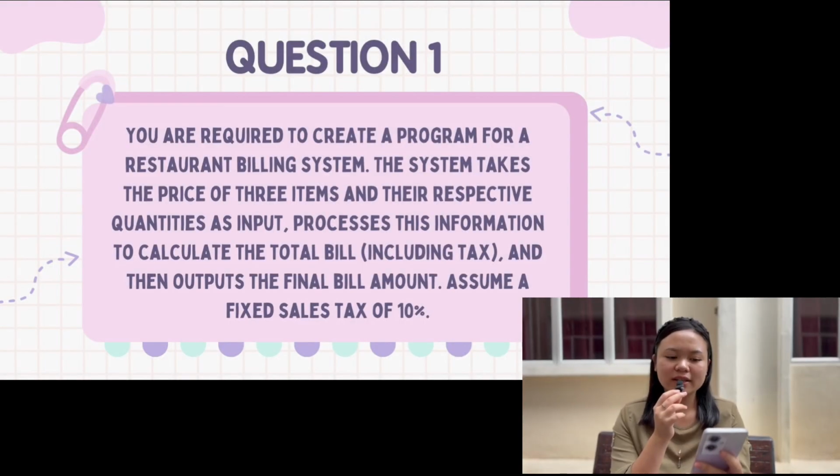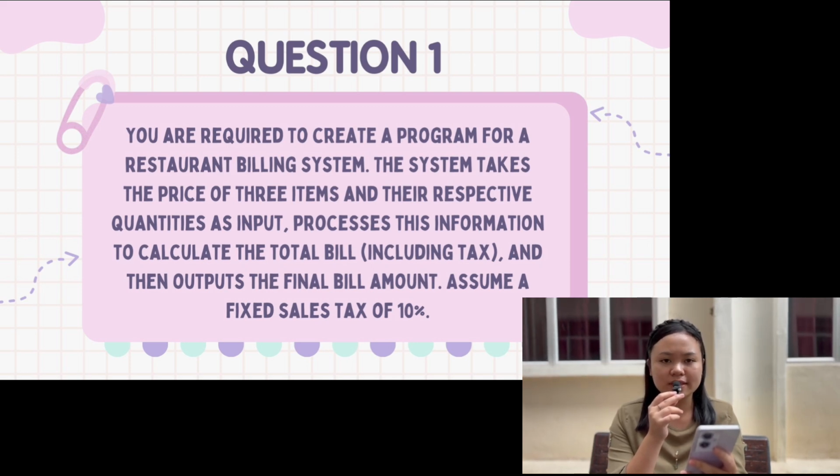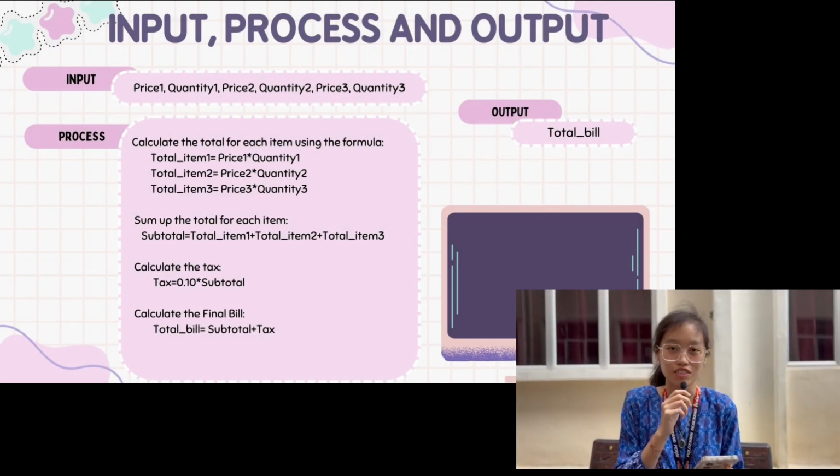For question 1, you are required to create a program for a restaurant billing system. The system takes the price of 3 items and their respective quantities as input and processes this information to calculate the total bill including tax, and then the final bill amount. Assume a fixed sales tax of 10%. Now I will explain the input, process, and output.